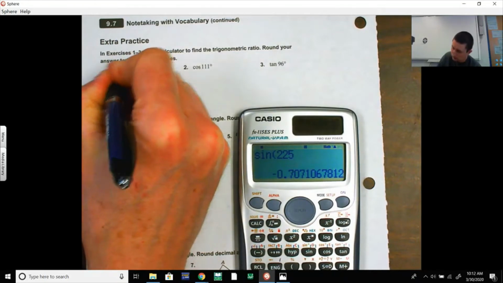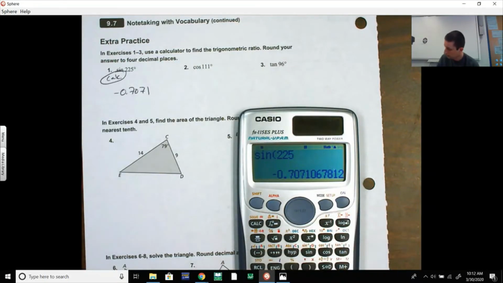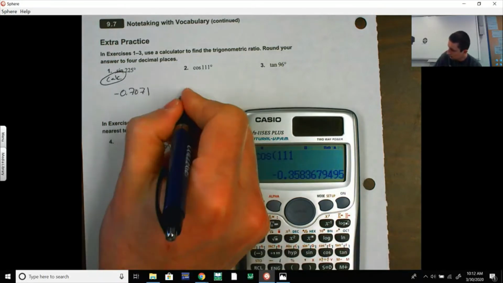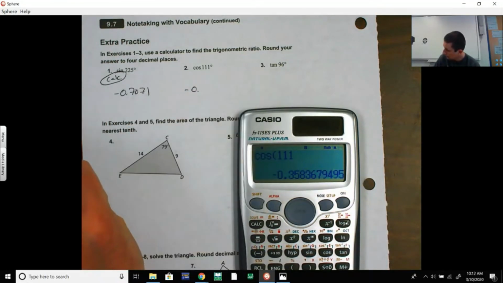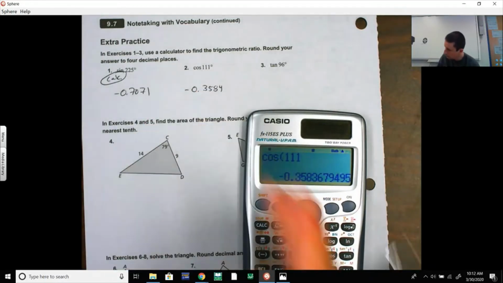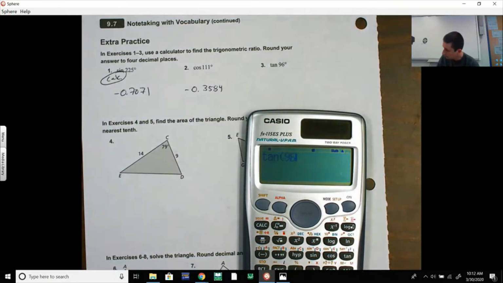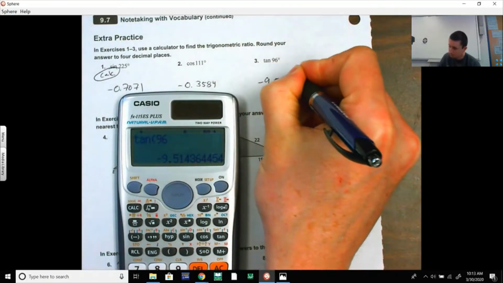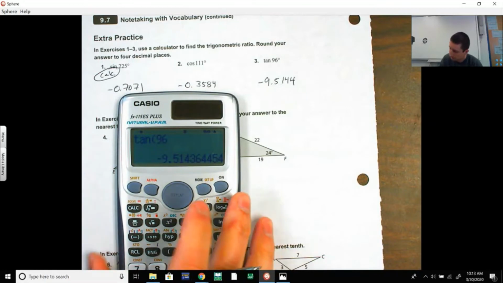So yes, use a calculator. Cosine of 111, cosine 111, boom. That's negative 0.3584. Make sure you round correctly. Tangent 96. Negative 9.5144. Okay, so you're just using calculator for that.